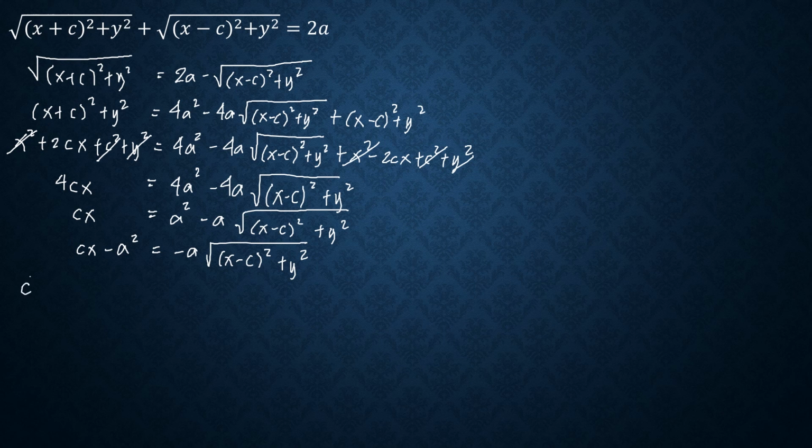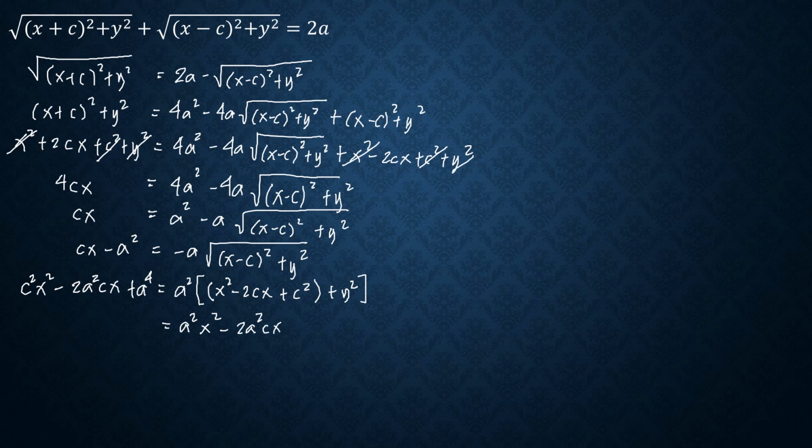So we will have c squared x squared minus 2a squared cx plus a raised to the 4th power on the left hand side, and on the right hand side we will have a squared times x minus c squared, which is x squared minus 2cx plus c squared, then we have y squared. By distributive property, we have a squared x squared minus 2a squared cx plus a squared c squared plus a squared y squared on the right hand side of the equation. So let us copy the terms on the left hand side.